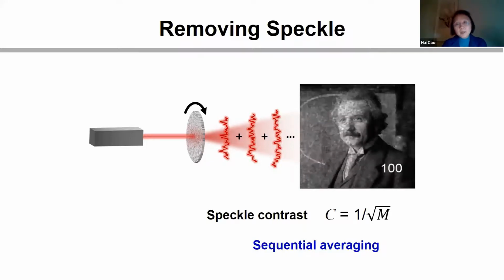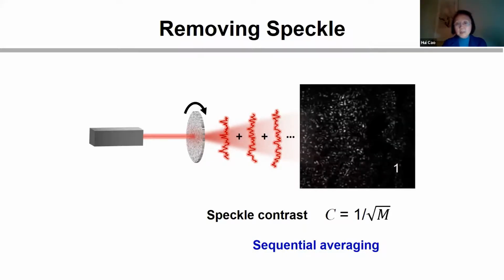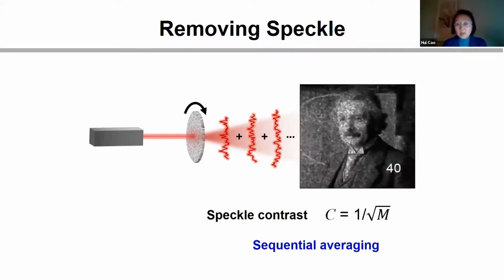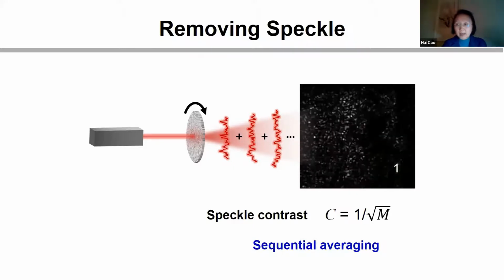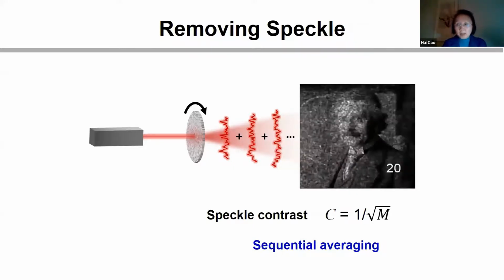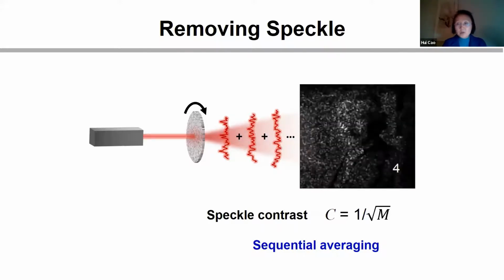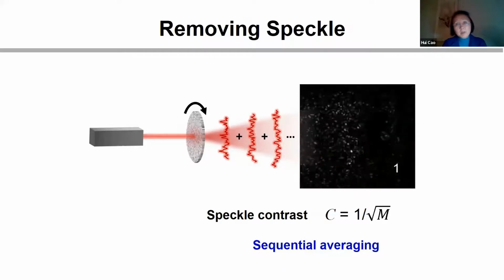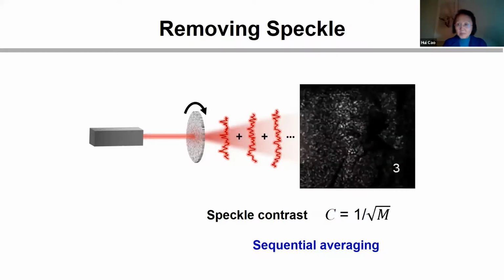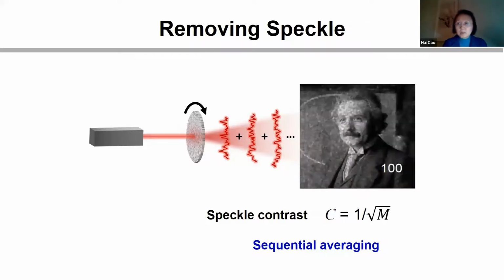Then you say, how many do we need to average? The speckle contrast here, C, scales as 1 over the square root of M. M is the number of speckle patterns we are going to average. That means if we want a speckle contrast of 3%, we need to average about 1,000 distinct speckle patterns. That will take time.